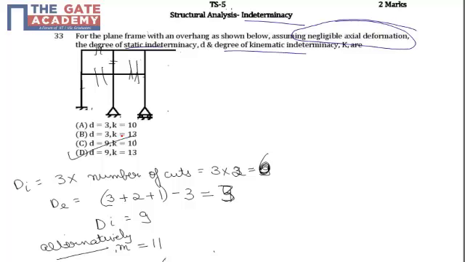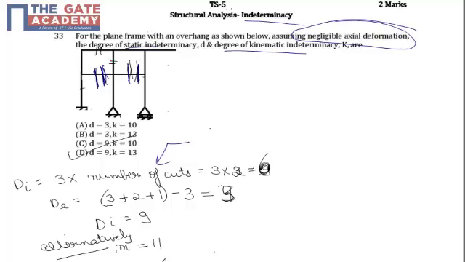Now if we talk about static indeterminacy, and that too internal, it is given by 3 into the number of cuts, and these cuts are the number of cuts that can be put in the structure without making any portion independent of the remaining structure. In short, it says the number of loops that can be cut in a structure. The blue marks I have drawn are the only two cuts that can be applied in this structure.